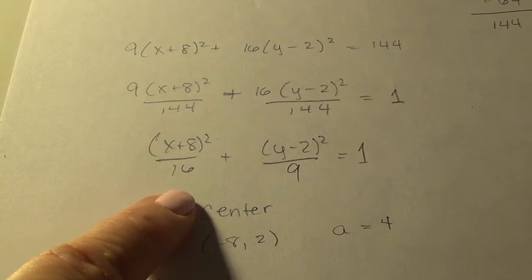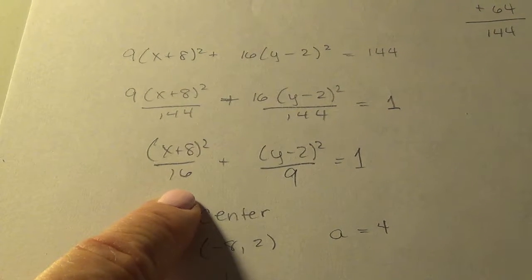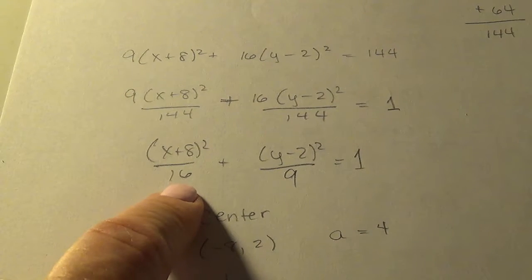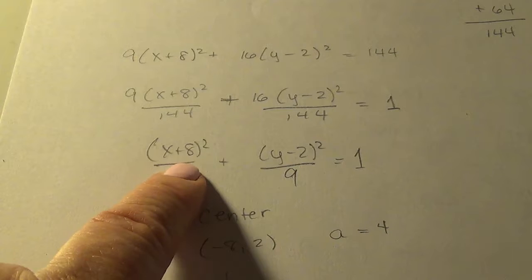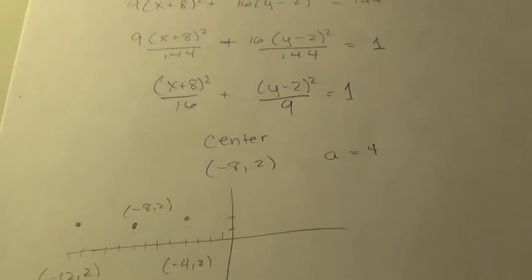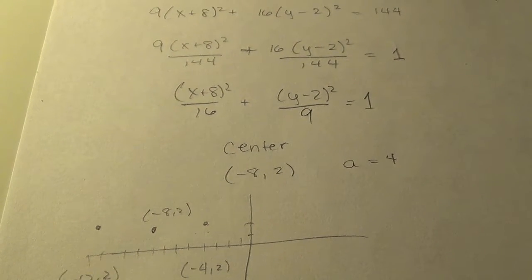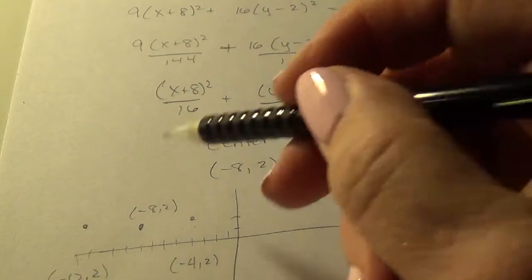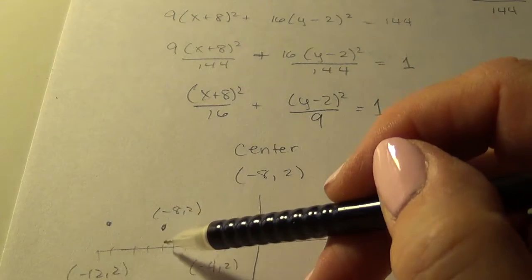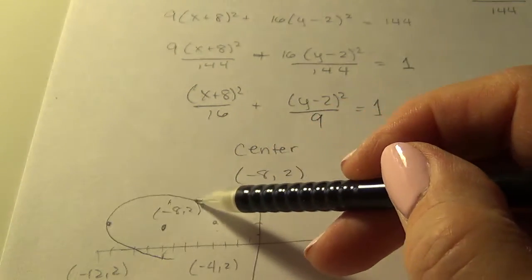This is a squared, this is b squared. A squared is the longer, and we want a is 4, b is 3. We're interested in recognizing that when the longer one is under x, it's a horizontal ellipse. So we're going to graph this point and go out 4 on each side, and then we can go up and down 3. This point was -8, 2, so 3 down and 3 up. So we have this ellipse.